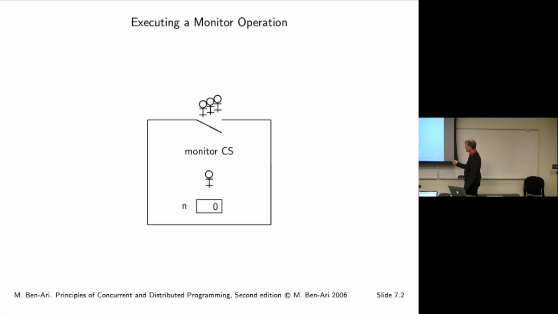Okay, and then here we took a look at this picture, executing a monitor operation. These little stick figures represent processes. The fact that there is one little stick figure in this box that is monitor CS means that only one process can be executing a monitor method at a time. If anyone else tries to be executing it at the same time, they are blocked at the entrance, at the entry queue. Is everybody with me on that?